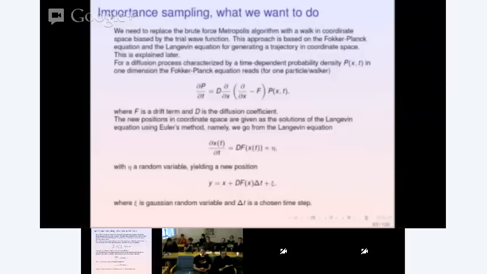So these are the two equations which we're going to look at and which we are going to use. What I'm going to do now is to give you the practical equations, the way we're going to implement them, and then afterwards we are going to look at the derivation of these equations.